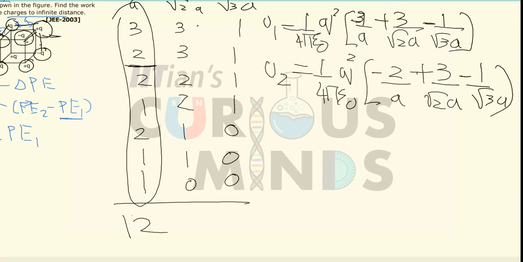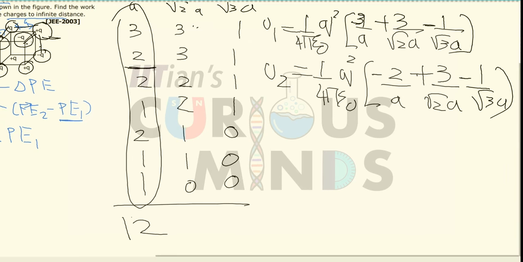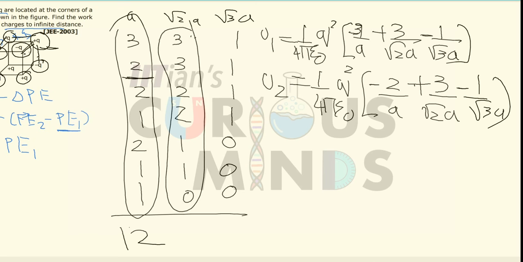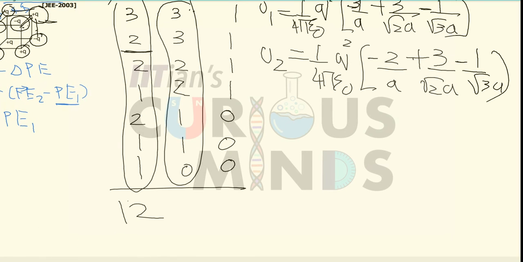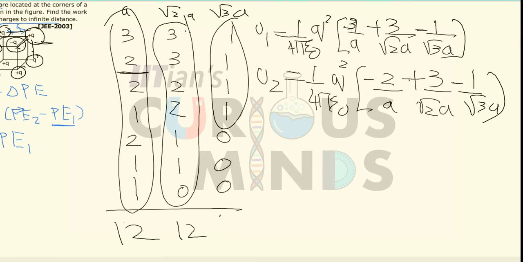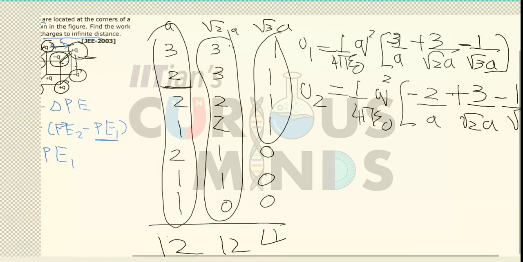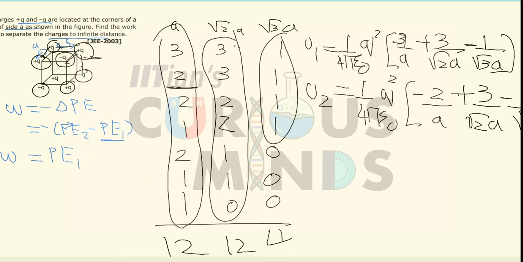Okay, you can calculate for u3 and verify. If I consider this, it will also come out to be 3 plus 3, which is equal to 6, 6 plus 4 plus 2, which is equal to 12, and this part will be equal to 4. So basically, if I calculate the total energy of the system, it will come out to be somewhat like this.